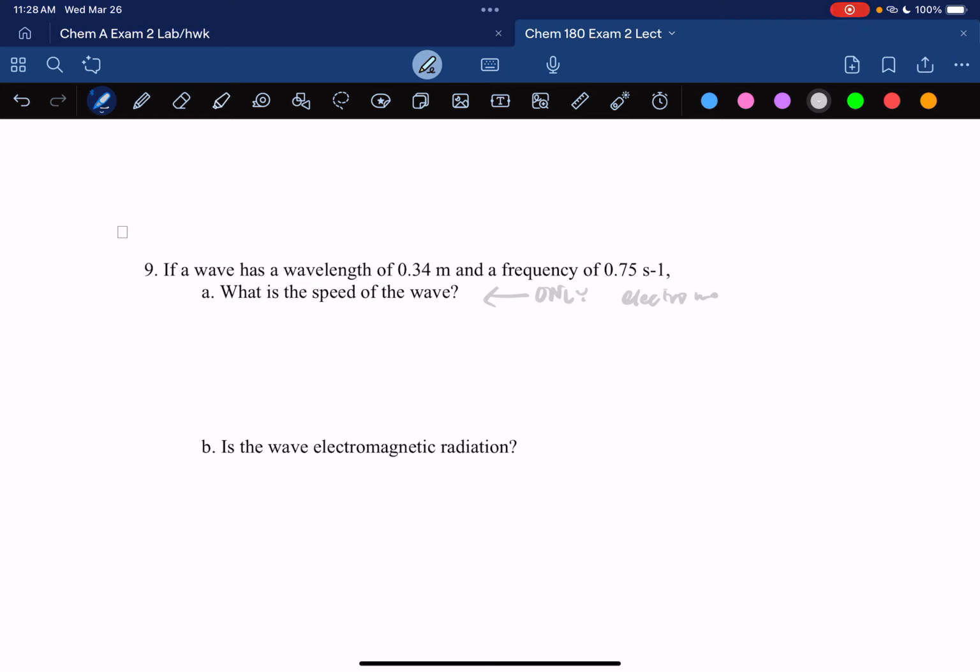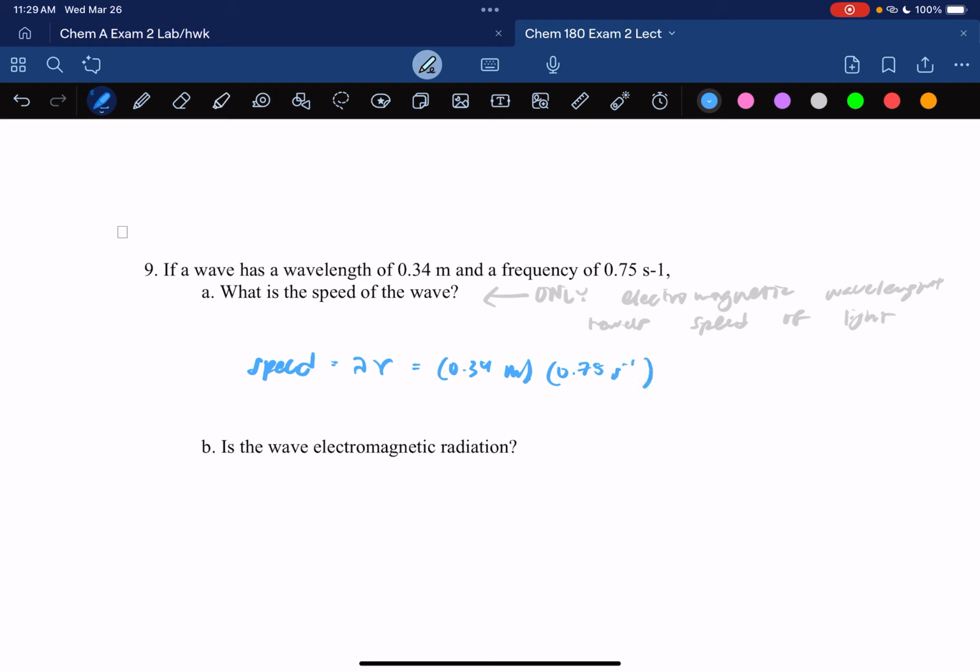Yeah, multiply, because speed is equal to lambda times nu, right? In this case, your lambda wavelength is 0.34 meters, and your nu is 0.75 hertz, or second to the minus 1, cycles per second. When I multiply that out, it is equal to 0.255 meters per second. Definitely a lot less than 10 to the 8 meters per second.